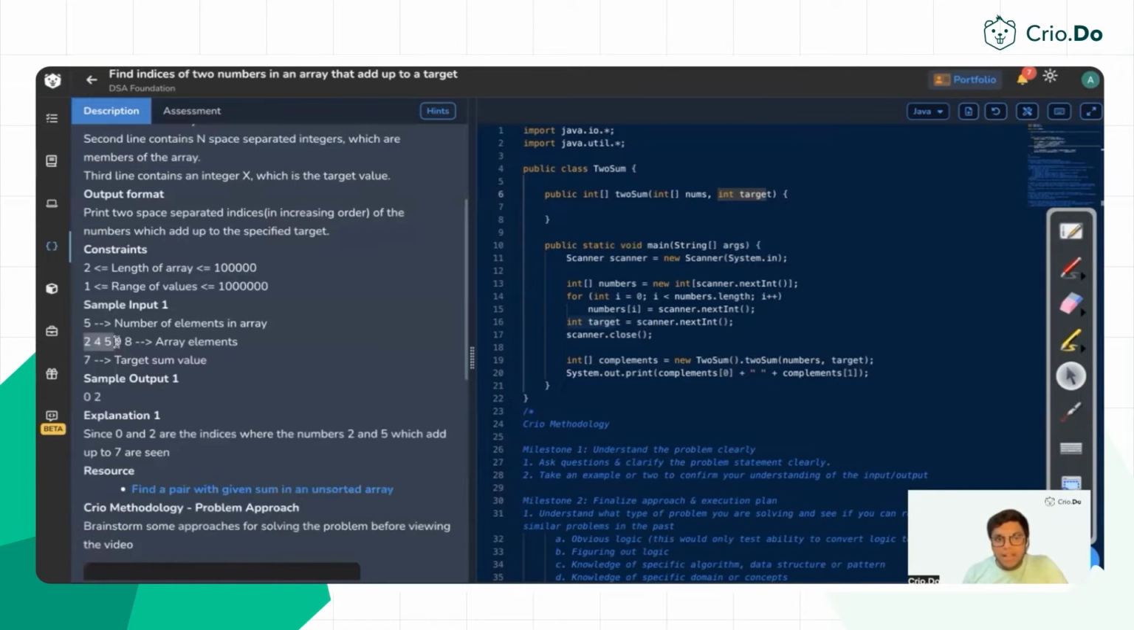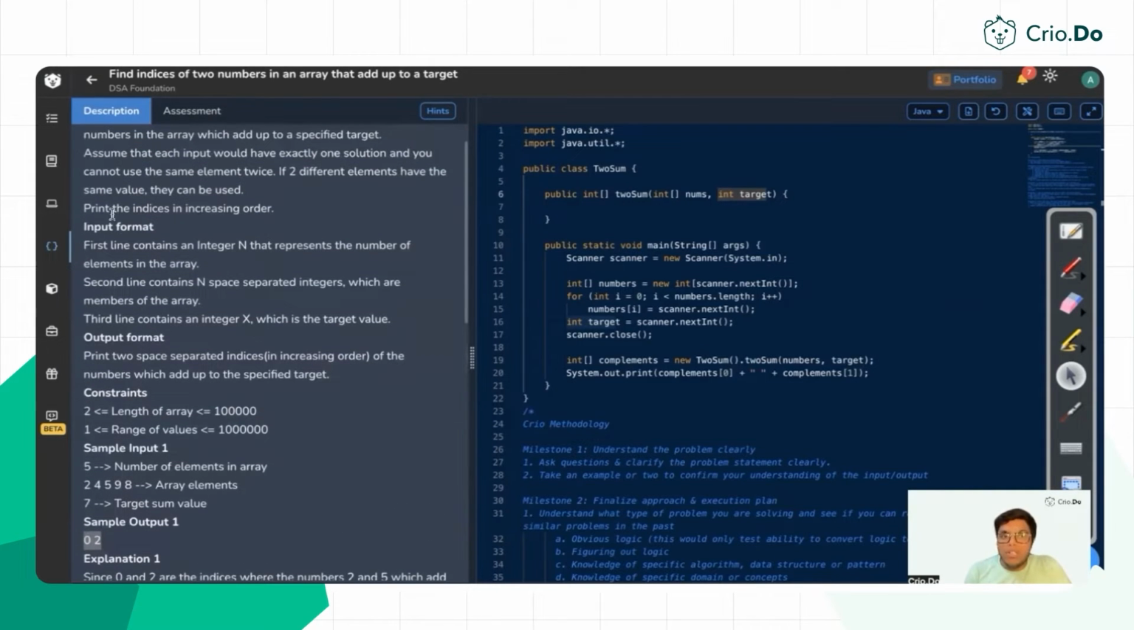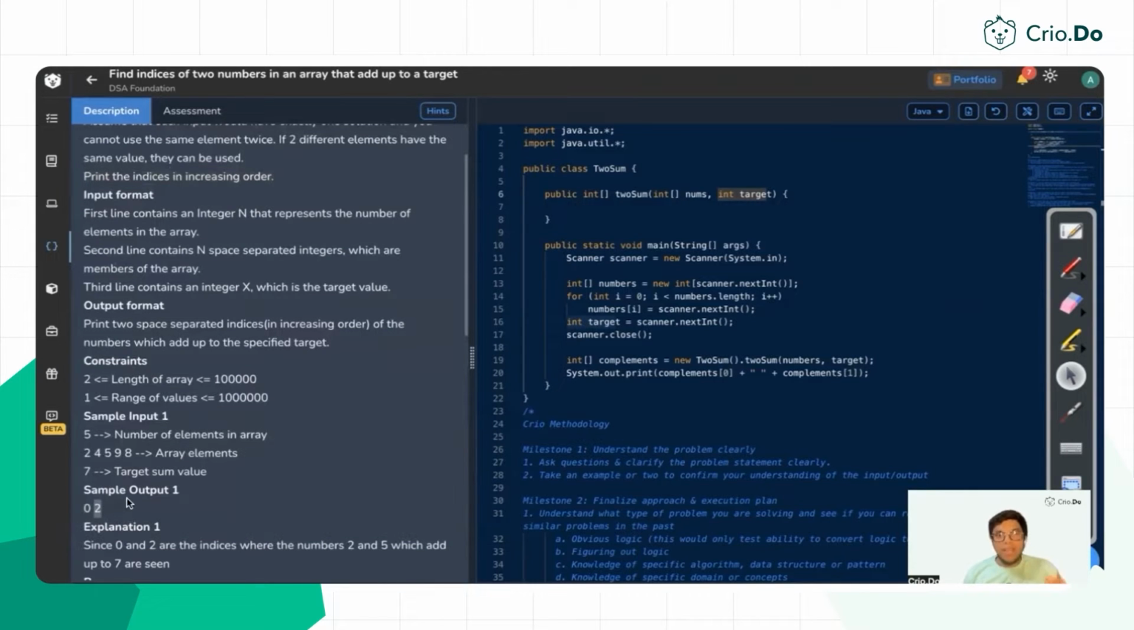So is there any pair? Are there any two indices whose sum will be equal to 7? The answer is yes, and it is 0, 2. First the 0th index, then the second index. Why? Because in the question there was one more assumption written, which was to print the indices in increasing order. If two indices add up to a given target, first print the smaller index, then print the greater index. That's why it is 0th index, space, second index.